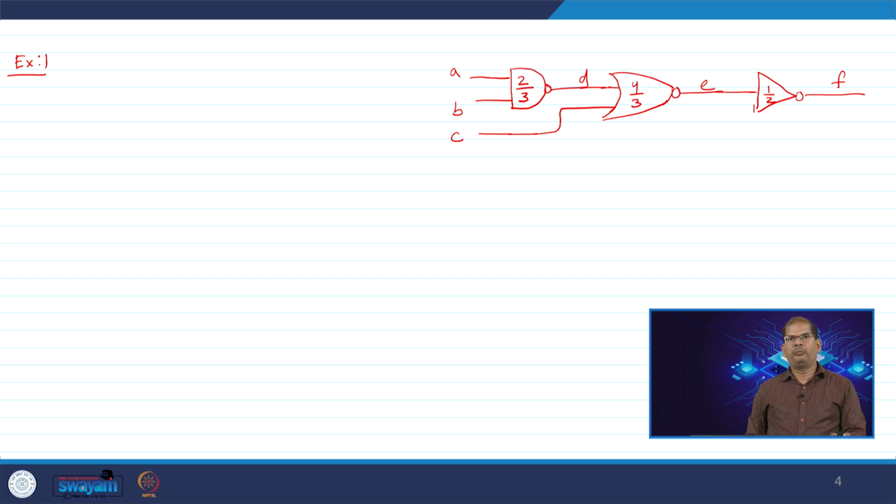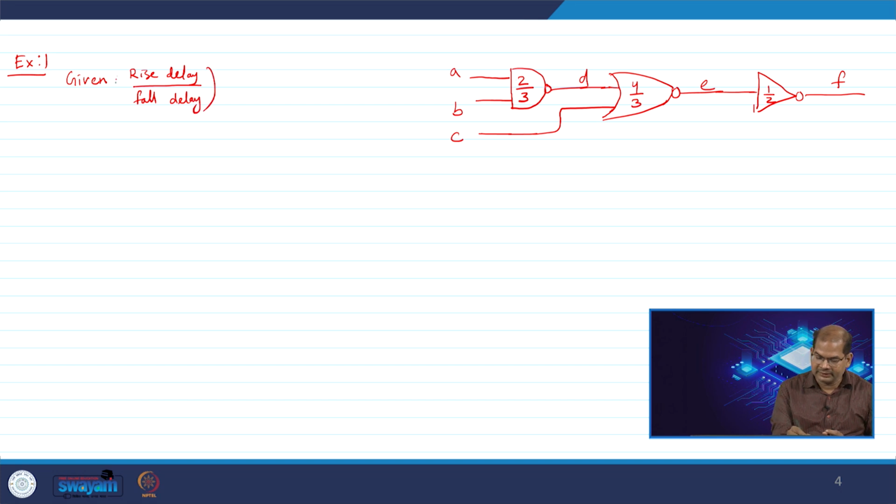What is my task here, or what is the question here? If this netlist or circuit is given to me, what are the things given to me? Given is the rise delay and fall delay for each gate. Then the second thing given to me is my input node arrival time.